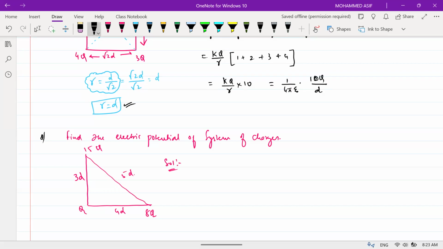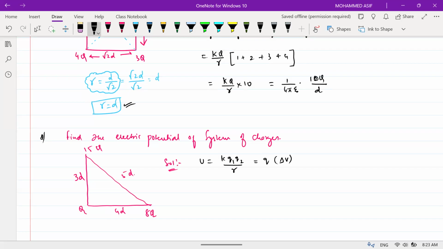He's asking potential energy. Can anyone tell me what is the potential energy formula? U is equal to K into Q1 Q2 divided by R, which is Q into your potential difference. Am I clear?